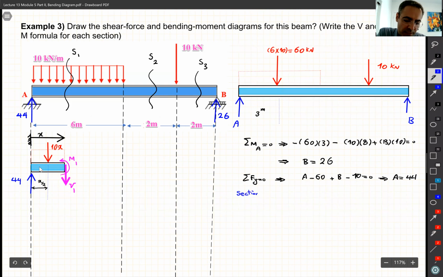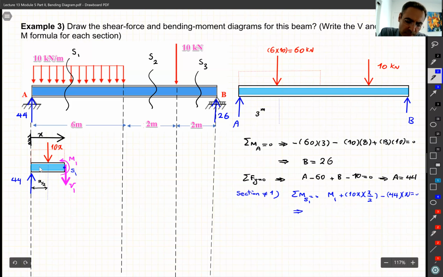So for section number 1, taking the moment about point S1 equal to 0. And remember, S1 is this point here. So what do we have? We have M1, which is positive. Then we have 10x multiplied by its distance, which is x divided by 2. And then we have 44 multiplied by x equal to 0.